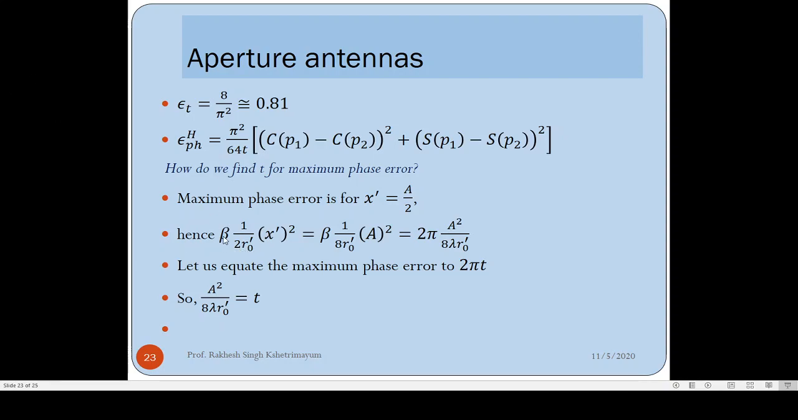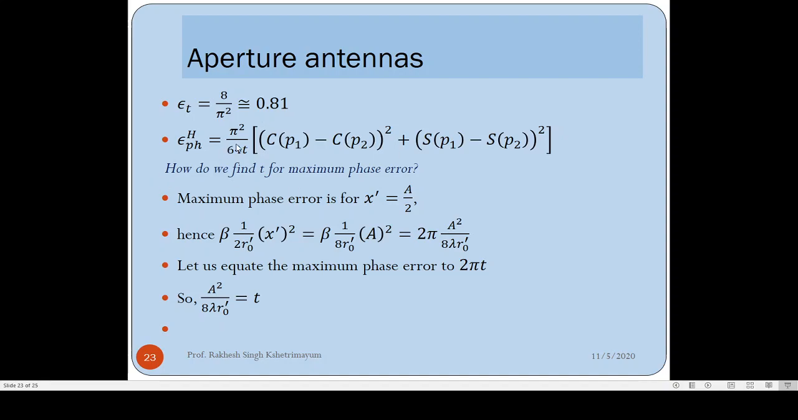So the phase error will be beta times 1 by 2 r naught, x dash whole square. x dash in this case is a by 2. So the maximum phase error is 2 pi a square by 8 lambda r naught dash. Let us equate this: maximum phase error is equal to 2 pi t. Then t will become a square by 8 lambda r naught dash. So this is the value of t we have here in this expression for the efficiency of the phase variation of the horn antenna. This is the amplitude taper, this is phase. Because of this amplitude taper and phase changes, there is some loss in the efficiency of the radiation from the horn antenna.